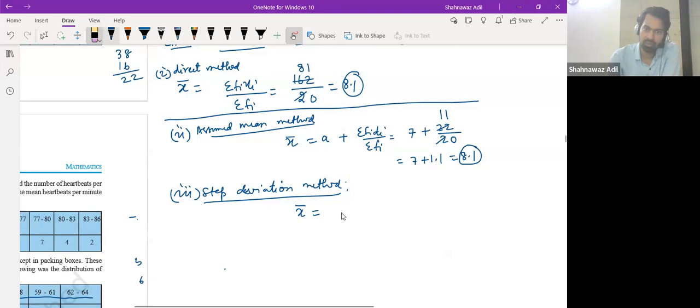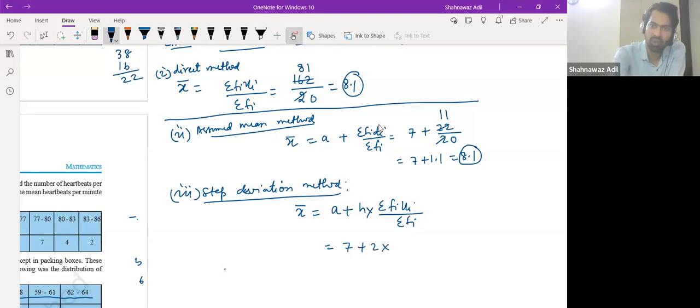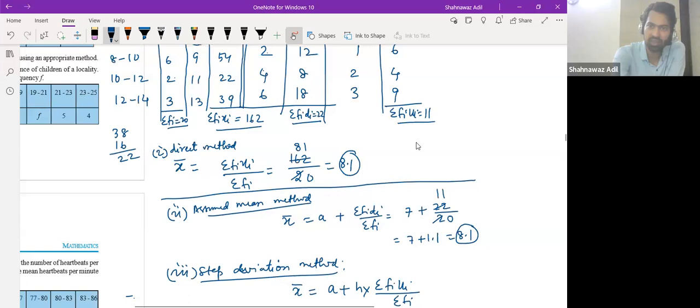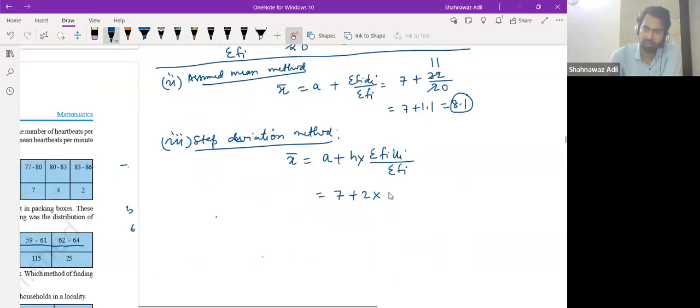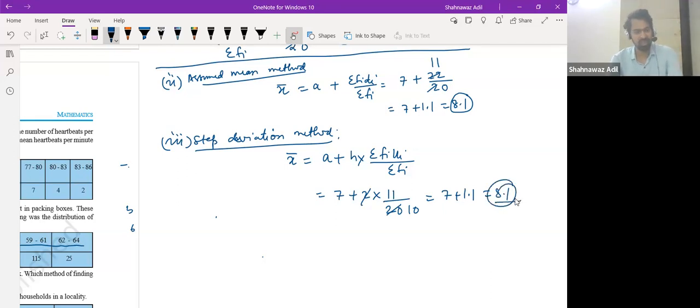So a plus h summation fi ui divided by summation fi. So a is 7, h is 2, and what did we calculate? 11. So 11 by 20, so 7 plus 1.1, which is 8.1. So again, we are getting the same result, right?